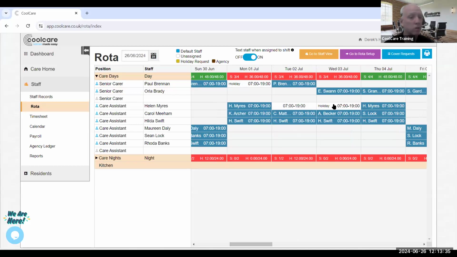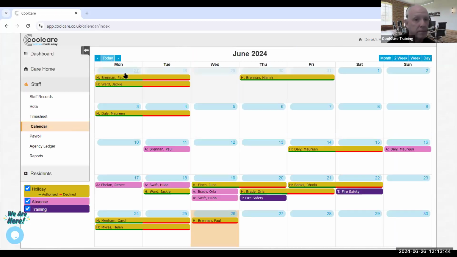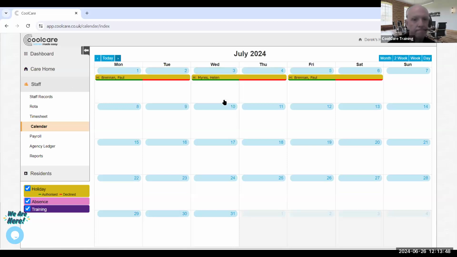Remember, no matter what I do here, I can delete this, I can put someone else onto it. It makes no difference because the record of the holiday is always kept on the calendar, as well as shown on the staff member's record as well. There you go. Okay, so that's holidays.